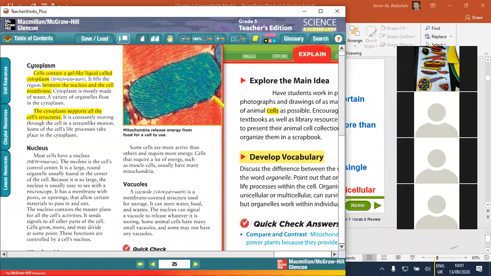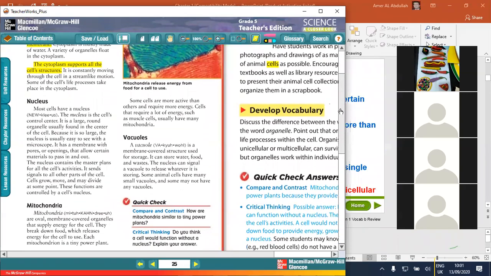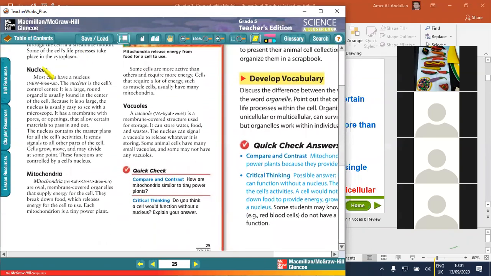Now we are going to explain the nucleus. I will choose Mahmoud Saif. Most cells have a nucleus. The nucleus is the cell's control center. Be careful here. The nucleus is the cell's control center. You have to memorize this information.